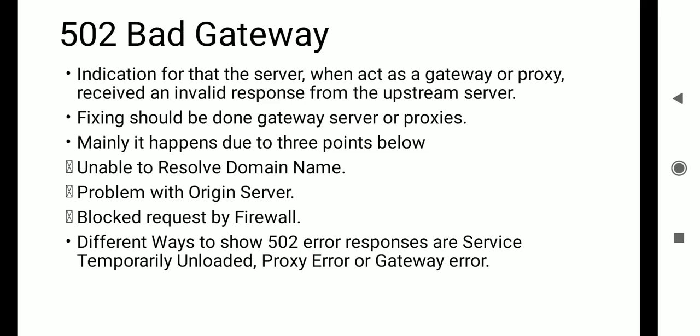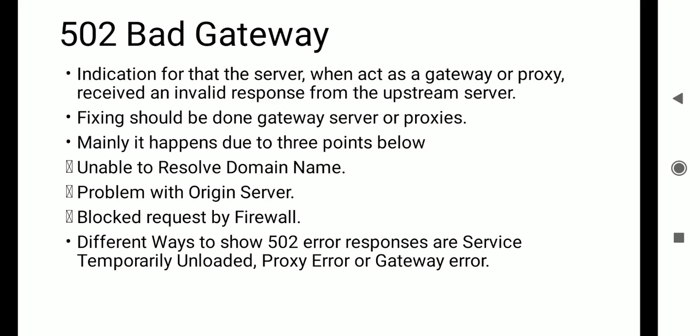Coming on to 502, the bad gateway. It is an indication that the server, when acting as a gateway or proxy, received an invalid response from the upstream server. Fixing should be done on the gateway server or proxies. Mainly it happens due to these 3 points given below: unable to resolve domain name, a problem with the origin server, that is the master server you can say, or a request blocked by firewall. Many computers have a firewall for network security.